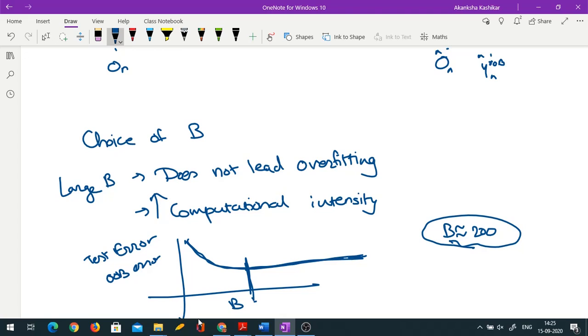Now as I said, trees are not the only models where you can do bagging. You can do bagging in a regression setup. As homework, try to describe how you would do bagging in the regression setup, not just linear regression, but even logistic regression.